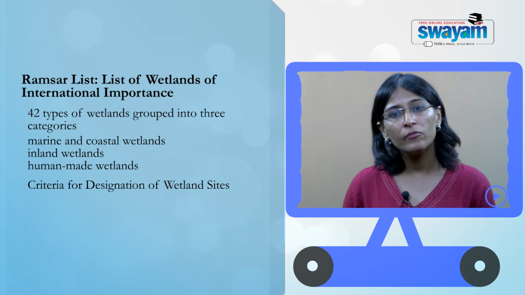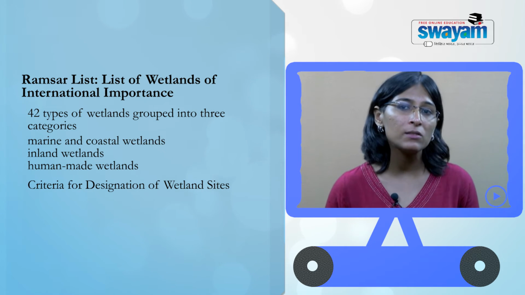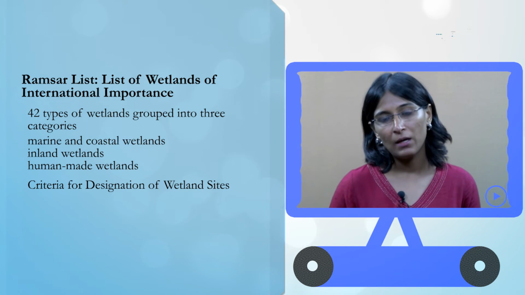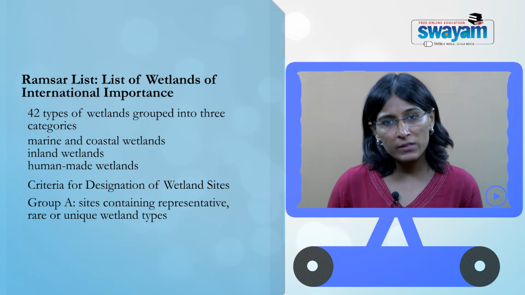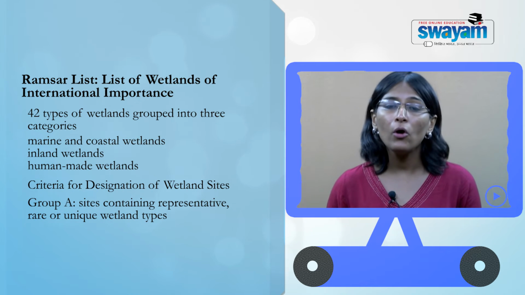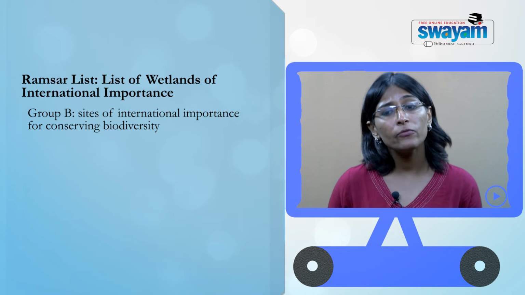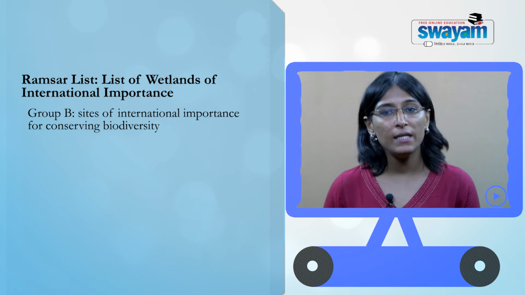There is a criteria for designation of wetland sites under the Ramsar Convention, which divides wetlands into 2 primary groups, Group A and Group B. Group A includes sites containing representative, rare or unique wetland types, whereas Group B comprises sites of international importance for conserving biodiversity. In Group B, 2 criteria are followed.